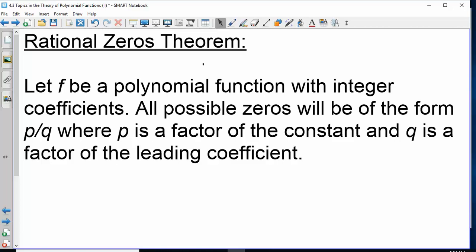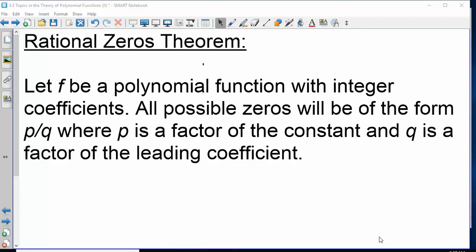To do this, we need the rational zeros theorem. I'm going to give you a minute to write it down, and then I will talk about what it means. This is a way to come up with the things that could be zeros for our polynomial. It works for any polynomial as long as all of your exponents are integers, so no fractions or decimals for your exponents, or for your coefficients.